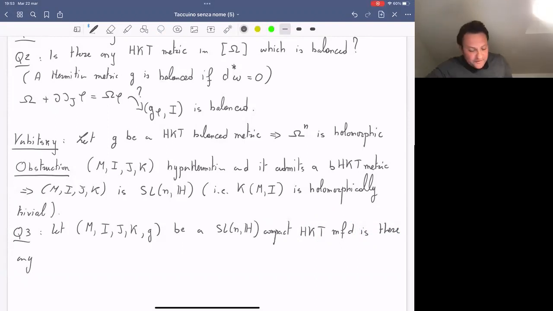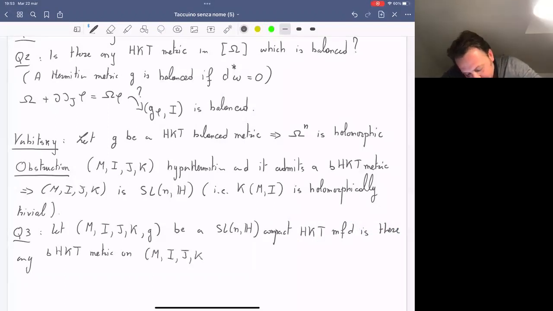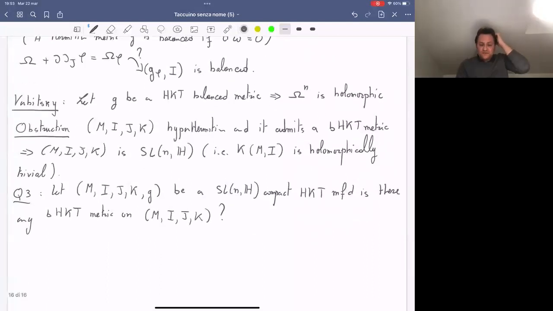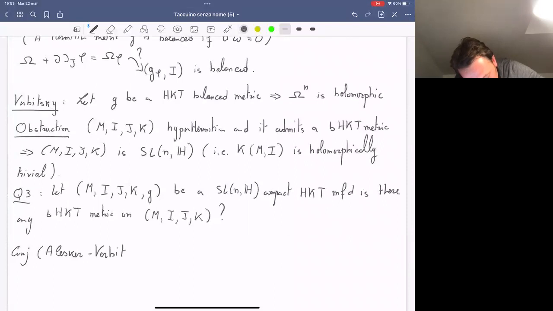as compact HKT manifold. Is there any balanced HKT metric on M? Okay. So about this question 3, there is a conjecture which is given by Alesker and Verbitsky, which is the main open problem in HKT geometry.